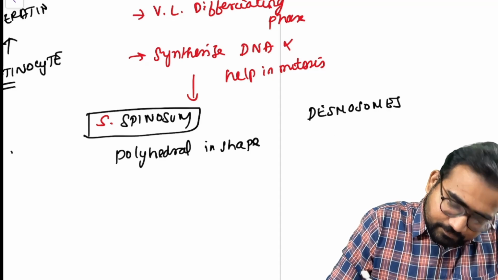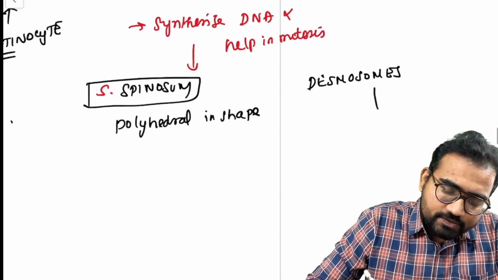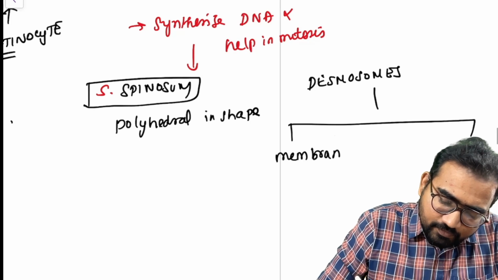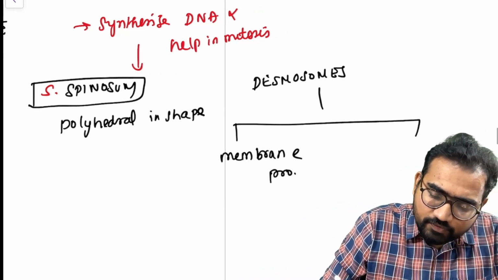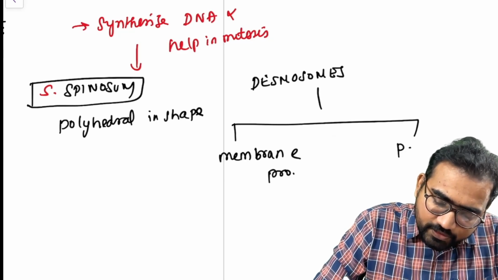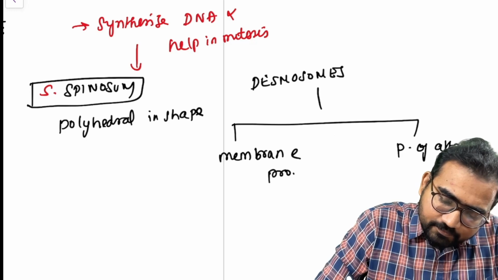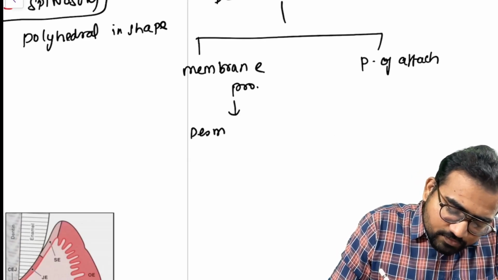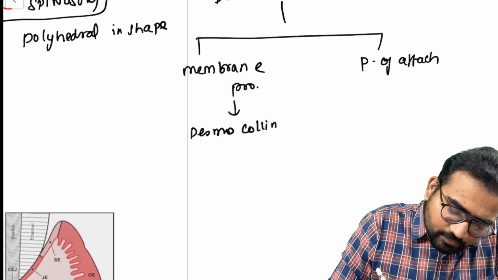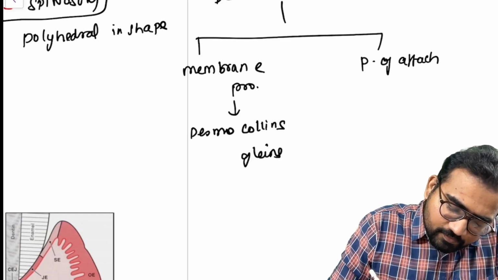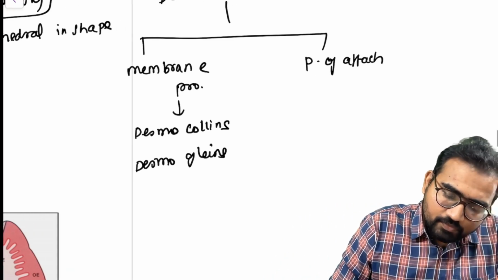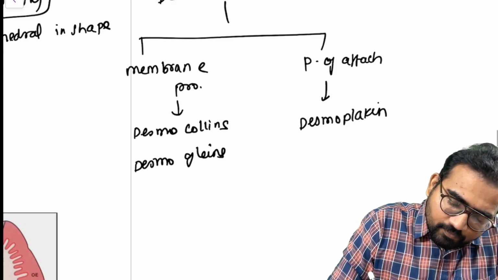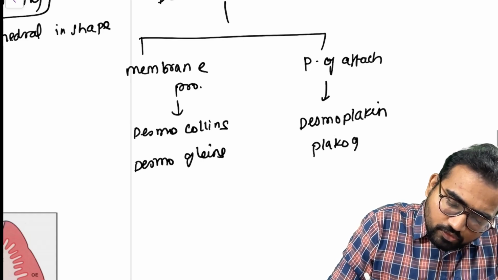Okay, so there are two types of desmosomal proteins: membrane proteins and proteins of attachment. The membrane proteins are nothing but desmocollins and desmogleins. The attachment proteins are desmoplakins or plakoglobin.